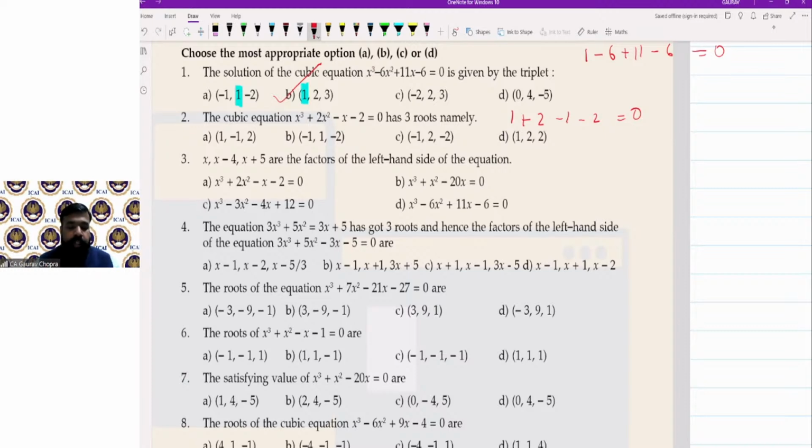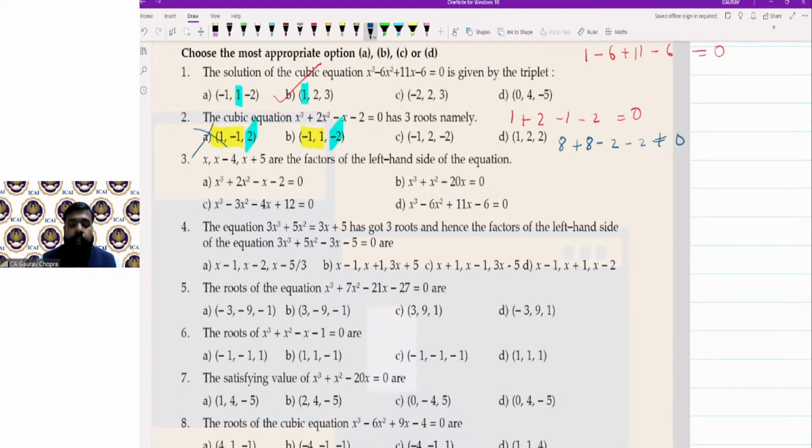If 1 is satisfying, then let's try 2 or -2 this time, because 1 and -1 both are available in option number A and B. So let's try with 2 and -2 so that we can get the conclusion. So if you try 2, 2 cube is 8 plus 2 into 2 square is 8, -2, -2. It is not 0. So option number A will be incorrect.